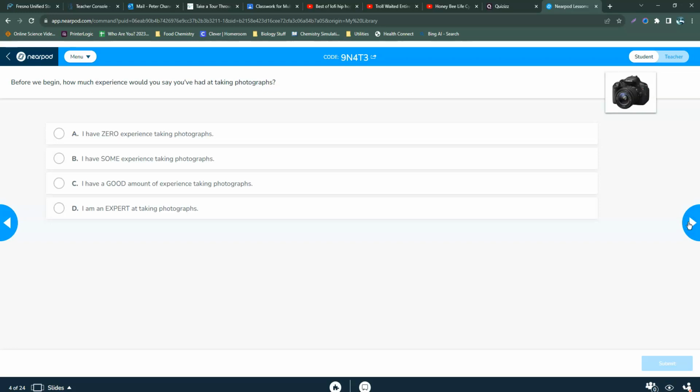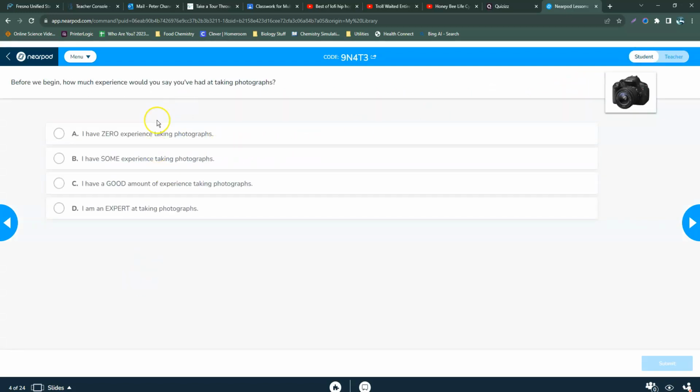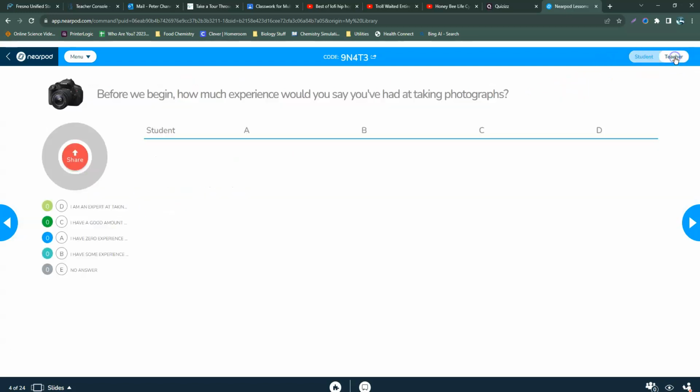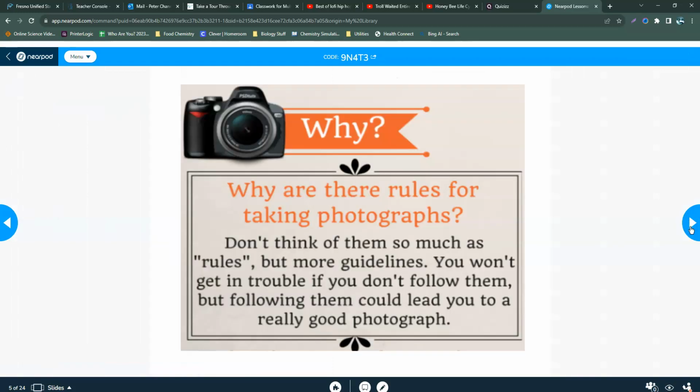So question number 1 for you, and this is the student view of the questions. Before we begin, how much experience would you say you've had at taking photographs? So we have expert level, we have good amount, we have some experience, and 0 experience. There's no wrong answer on this one. We're just trying to account for how much experience with photography.